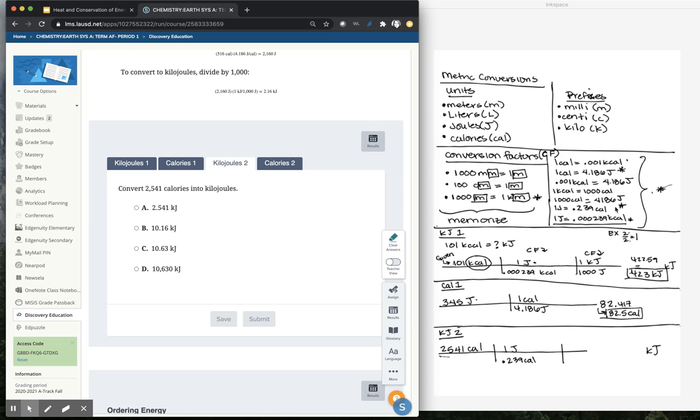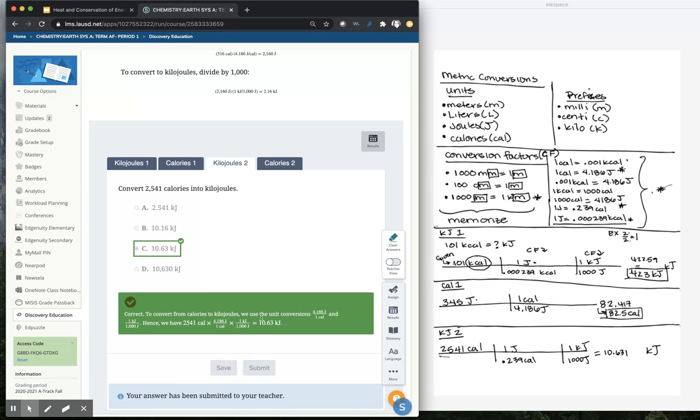Now, I'm trying to get into kilojoules, so I'm going to go back to the original 3 conversion factors that I told you to memorize. And again, I'm going to say that there's 1,000 joules in 1 kilojoule. When I do the math, I got 10.631 kilojoules. So I go over to my answers, and this looks to be the closest one. And let's see if I'm correct. And I am. So this is rounded to 10.63 kilojoules.